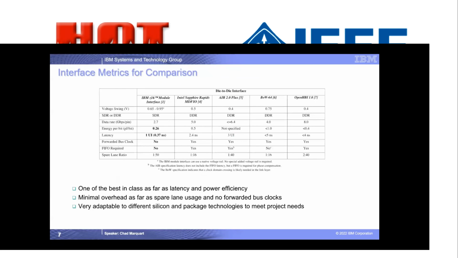Several of the key metrics of the Telum DCM interface are collected into a comparison table on this slide to compare with similar die-to-die interfaces. Key highlights I want to point out are the power efficiency at only 0.26 picojoules per bit and latency of only 1 UI. These two metrics are some of the best in class in comparison to other reported die-to-die interfaces. It's also worth highlighting the low overhead that this interface has in terms of spare lane usage and no need for forwarded bus clocks.